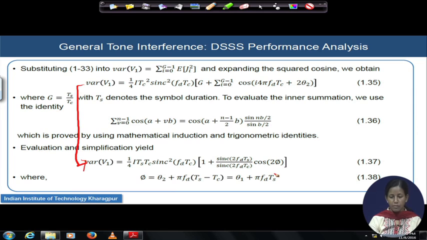Remember, here further substitution has been done, mentioned by phi, because this phi is now the whole part, this theta 2 plus pi f d into T s minus T c. If I substitute the value of this theta 2, which we understand is nothing but theta 1 plus pi f d into T c, this whole phi will be ending up with theta 1 plus pi f d into T s. So, this is the final variance term where our interest is lying.